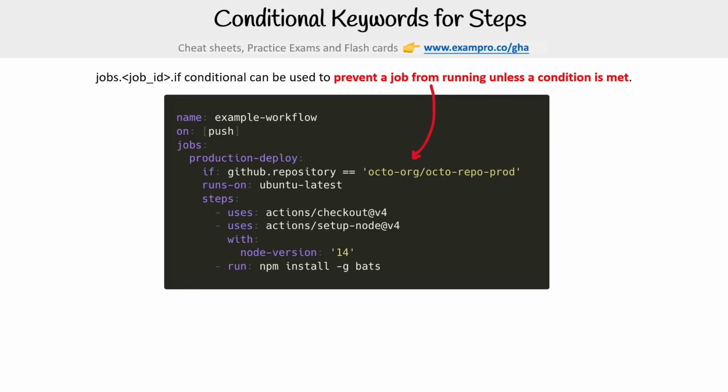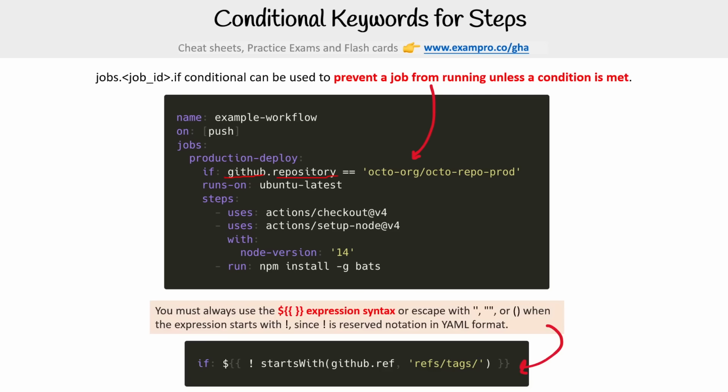So in this example, we are using the GitHub context, github.repository, and seeing if the repo equals the same. You always must use the ${{ }} double curly expression syntax if you want to reverse the statement. So if you have an exclamation mark, you can do that. Here we have a function, which is for expressions, which we'll talk about separately. But yeah, there you go.